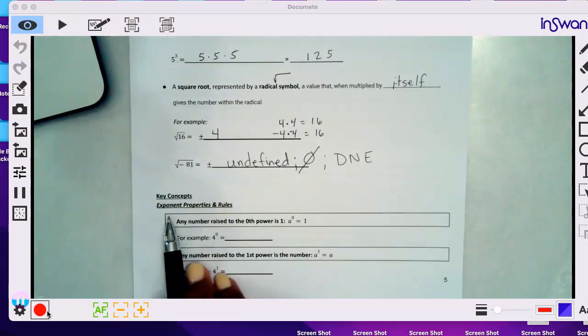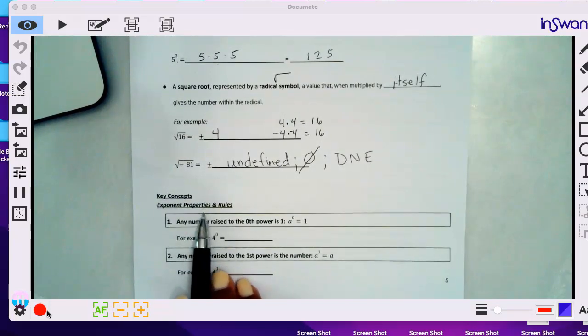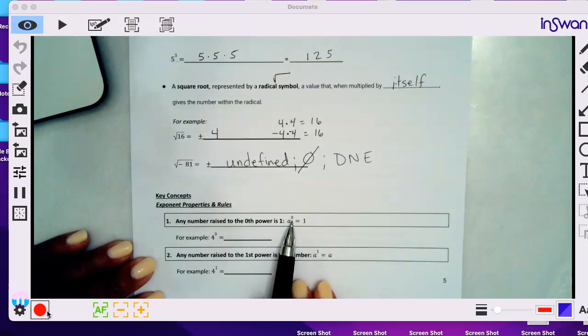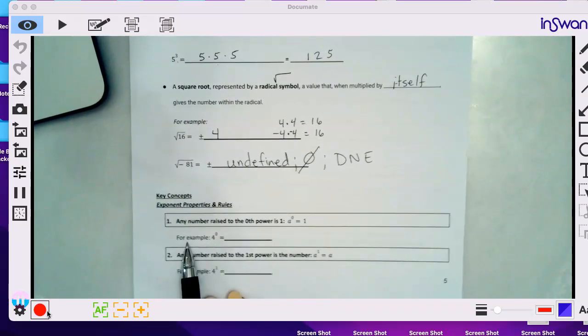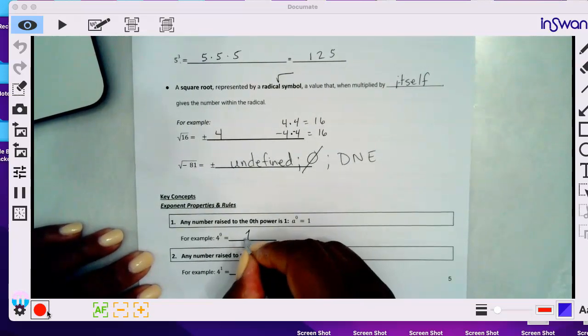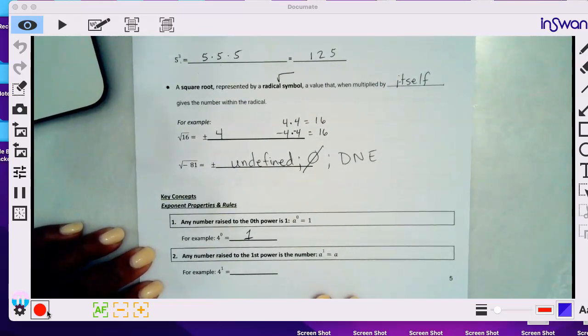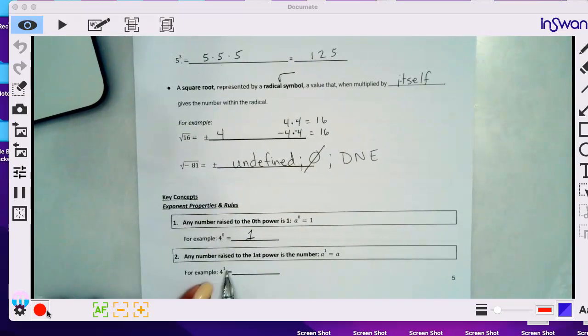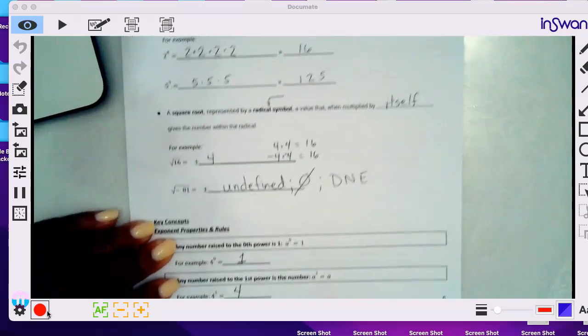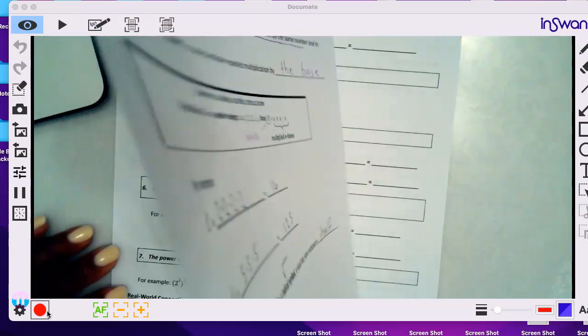So now, key concepts, exponent properties and rules. Any number that is raised to the 0 power equals 1. So for example, 4 raised to the 0 power would be equal to 1. Any number raised to the first power is the number: a raised to the first power equals a. So therefore, 4 raised to the first power will give you 4. All right, let's turn to page 6.